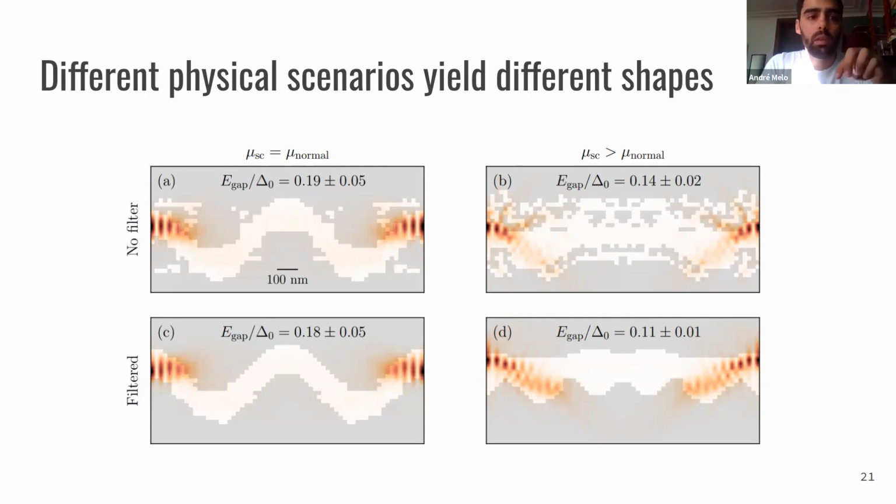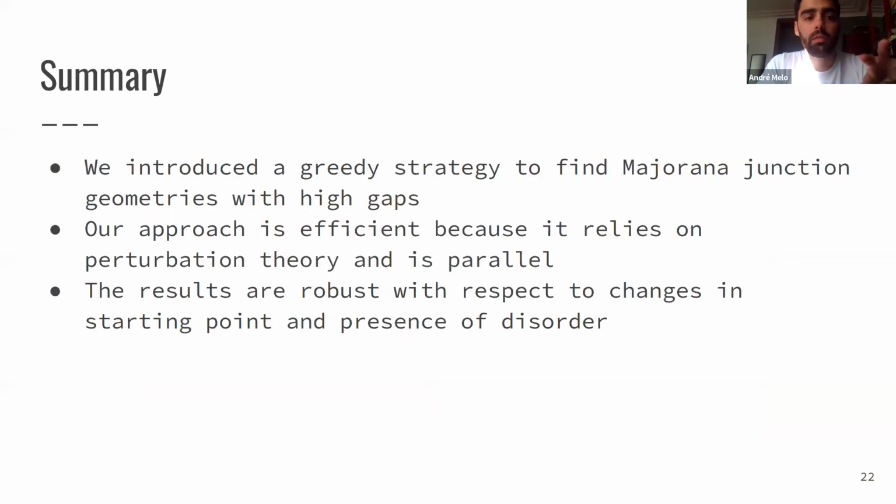So that leads me to the end of the talk. I want to just summarize and give a few take-home messages. We introduced a greedy strategy to find Majorana junction geometries that have high gaps. The algorithm that we propose to do this is efficient because it relies on perturbation theory, and the main computational step is embarrassingly parallel. And finally, we looked at the robustness of the results with respect to changes in the starting point and presence of disorder, and we find that the results are robust with respect to that.